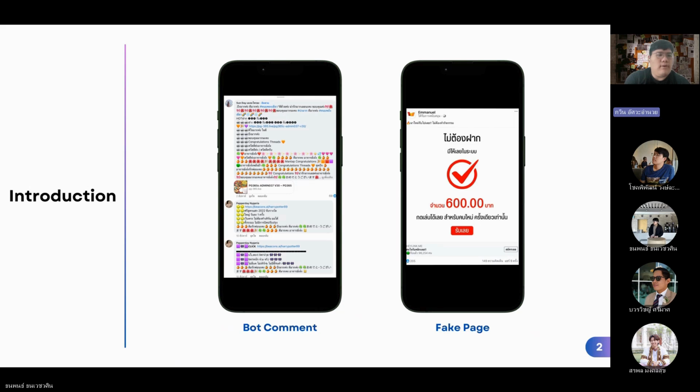There are examples of Facebook ads. The first picture is an example of a comment from a bot, and the other picture is a fake page on Facebook. Both pictures make it too difficult for us to detect whether it is a bot or a person's account.